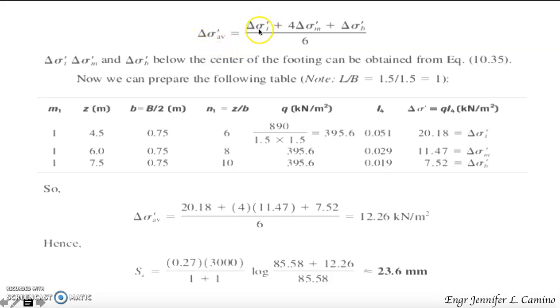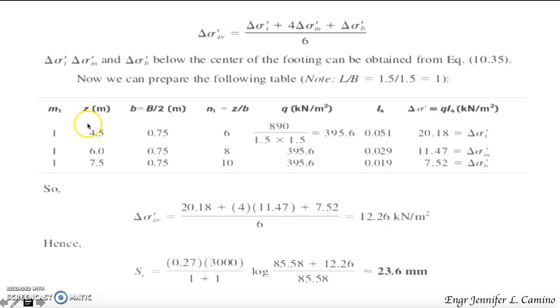We make use of this equation to compute the average increase in the vertical stress. We have to get the value of the stress increase at the top, at the middle, and at the bottom respectively, then divide that throughout by 6. For this, we can prepare a table. We have to identify our m1, our z, our b, our n1, q, I, and the delta sigma prime. L over B is 1.5 over 1.5, equal to 1. So m1 here will all throughout be 1.